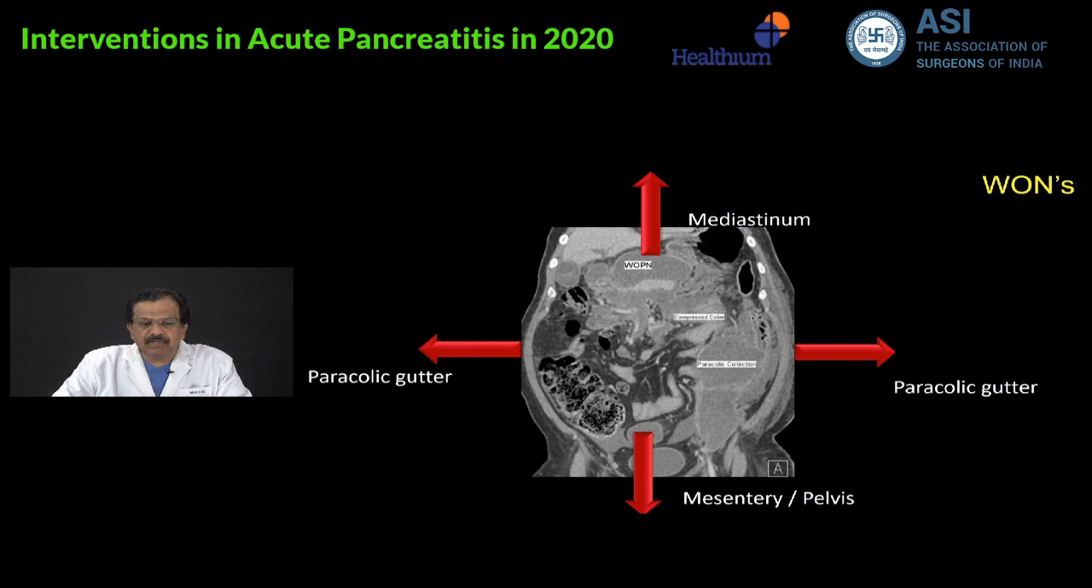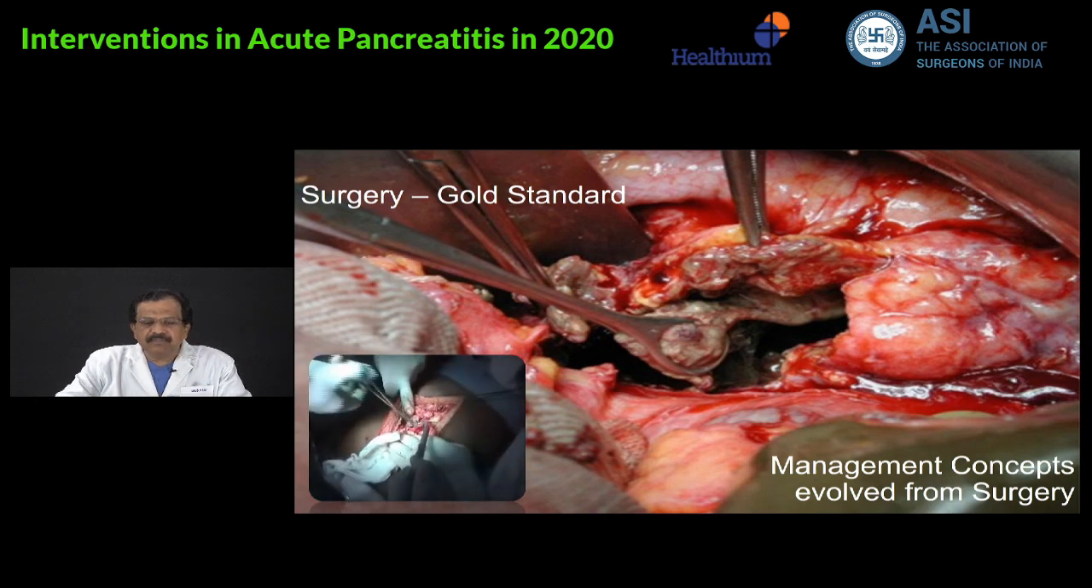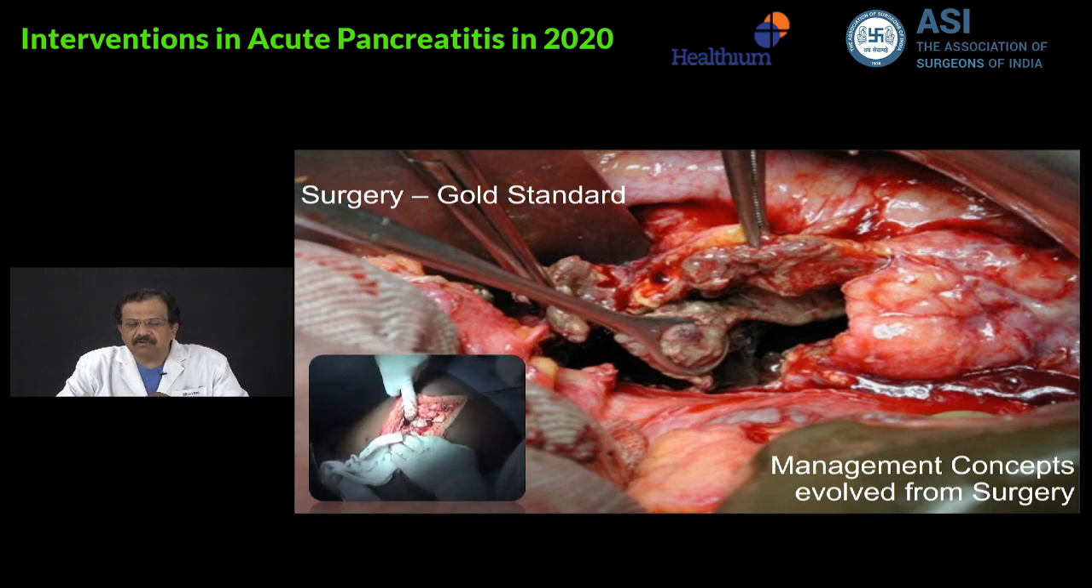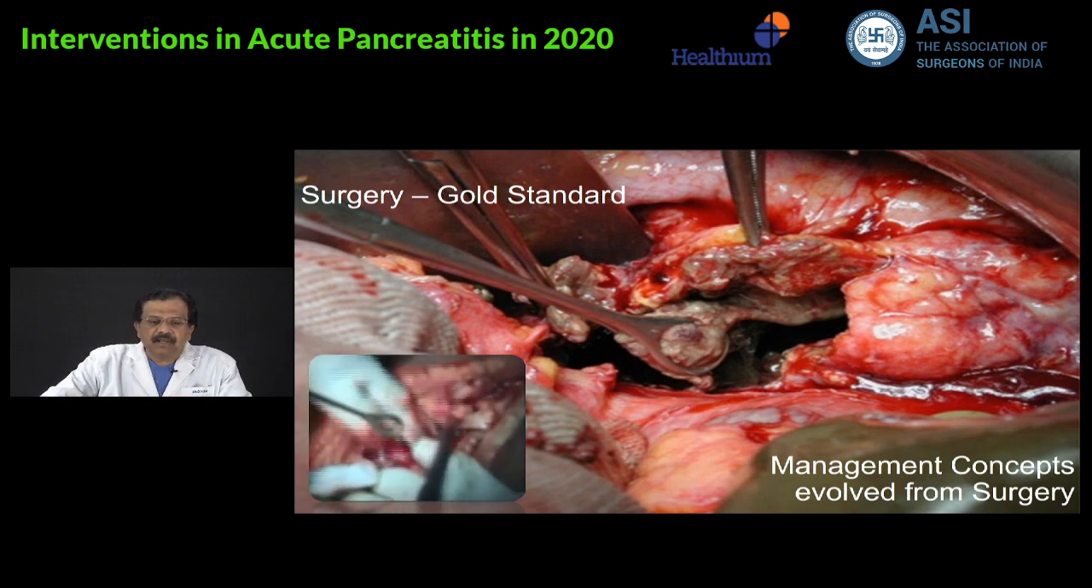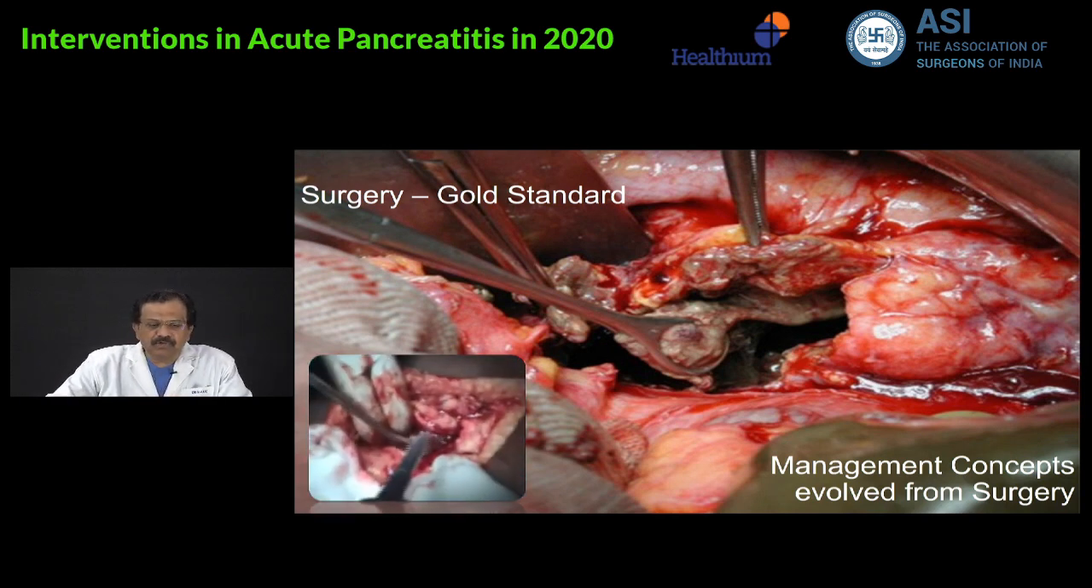Now I have told you that we have this wall of necrosis, which extends into the paracolic gutters, into the mediastinum or the mesentery. Now these are the patients, you can see this wall of pancreatic necrosis. These are patients who do very well with endoscopic drainage. Now we have patients who have this extensive necrosis which extends beyond the stomach or the duodenum, and you can see surgery has been the gold standard.